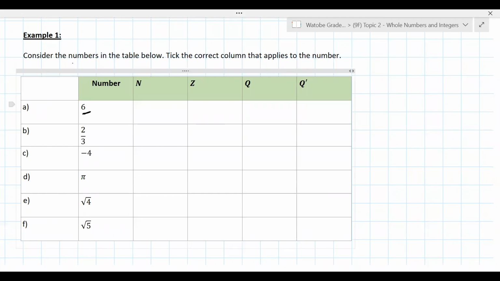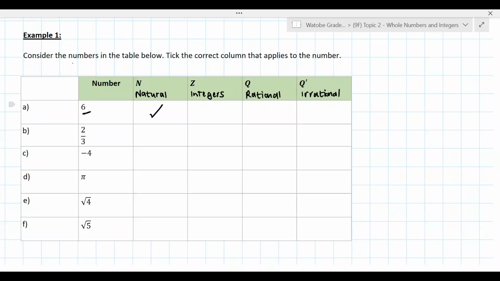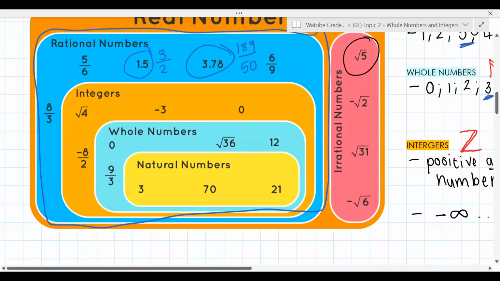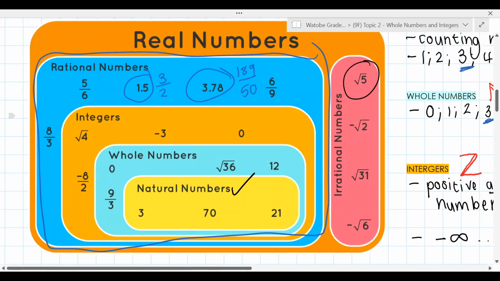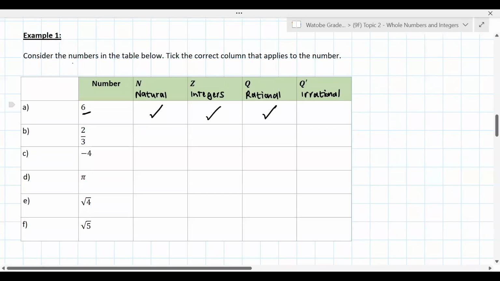Now, if we think about 6, we know that 6 is a counting number. It's 1, 2, 3, 4, 5, 6. So we know that it is a natural number. Now, remember the symbol for natural numbers was this N here. I'm actually just going to write it in here so that we don't forget. Z was integers. Q was rational, and the Q with a dash was irrational. Okay, so we know that this is a natural number. We also know that because it is a positive whole number, it is an integer. If we go back up to this diagram, because it is a whole number, a natural number and an integer, and because both of those fall into the blue block of rational numbers, 6 also then has to be a rational number. So that's essentially what we want to do here.